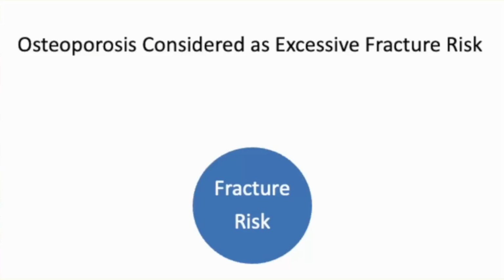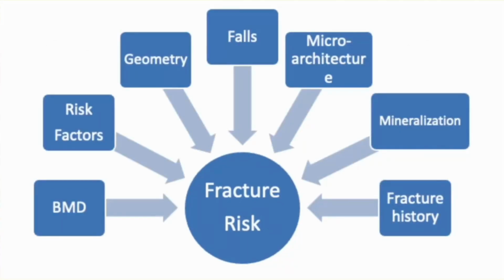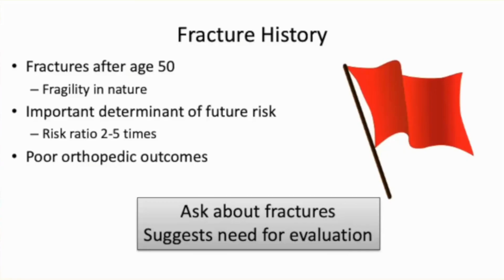So how do we put this together? Well, osteoporosis should be considered as excessive fracture risk. And there are a lot of things that go into the fracture risk, such as the BMD, risk factors, geometry, falls, microarchitecture, mineralization, and fracture history. The fracture history is one of the easiest things for surgeons to obtain. I think every orthopedic surgeon for sure ought to be able to take a fracture history. But if there are fractures after the age of 50, that is a red flag, even if they've been from car accidents or falls from higher than just ground level. And it's an important determinant of future fracture risk.